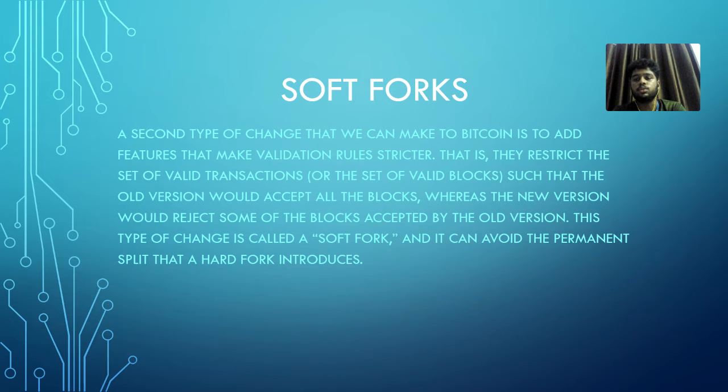So let us go into soft forks, on the other hand. Soft forks are a second type of change that we can make to Bitcoin, which is to add features that make validation rules stricter. That is, the new rules are going to be stricter, and a block that is considered valid under the old set of rules by the old nodes is not going to be considered valid by the new set of rules.